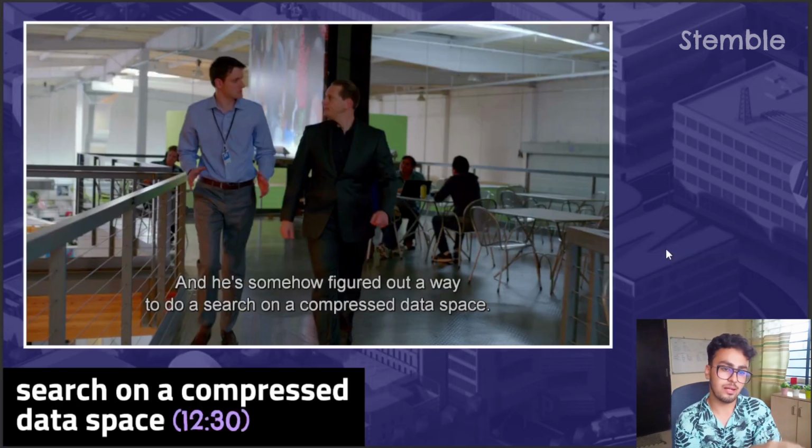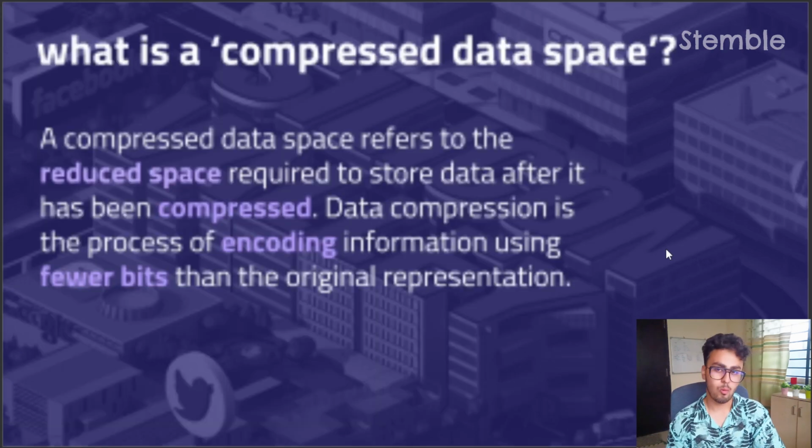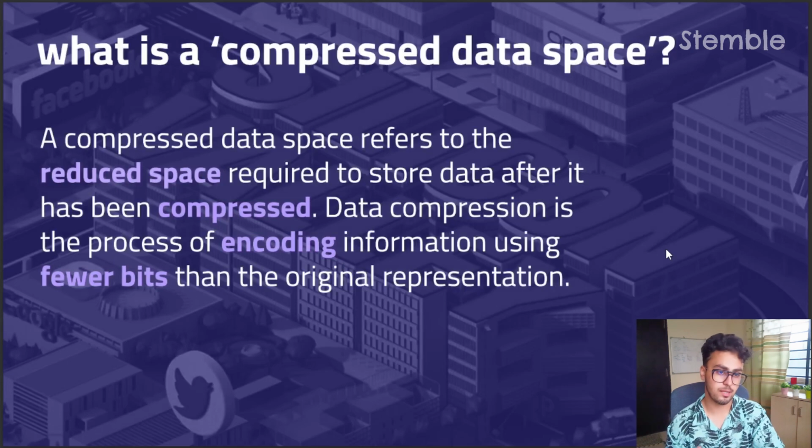This guy on the left is Jared Dunn, who becomes an important character later in the series. He goes to the CEO of Hooli, because he's in biz dev, and he goes to the CEO, Gavin Belson, and tells him that there's this guy who's figured out a way to do a search on a compressed data space. What does that mean? Now, what is a compressed data space? Let me explain that. It refers to the reduced space required to store data after it has been compressed. So, yeah, it makes sense, right?